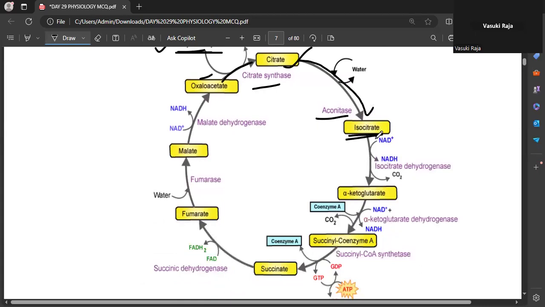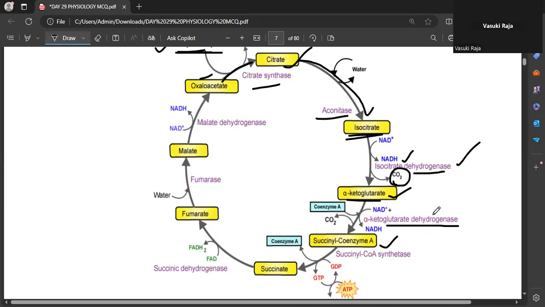Now this isocitrate, with the help of the enzyme isocitrate dehydrogenase, will be converted into alpha ketoglutarate. In this reaction, carbon dioxide is released and NADH is produced. Now this alpha ketoglutarate will be converted into succinyl-CoA, and this reaction is catalyzed by alpha ketoglutarate dehydrogenase.